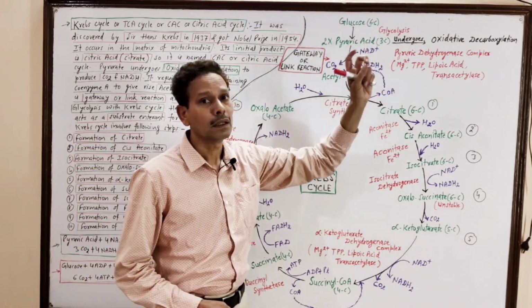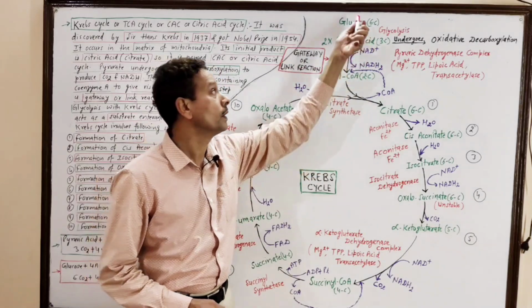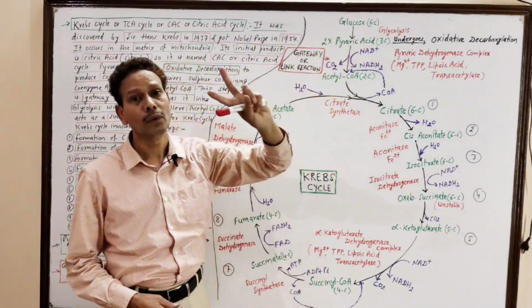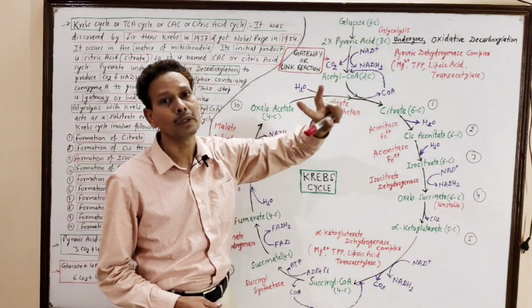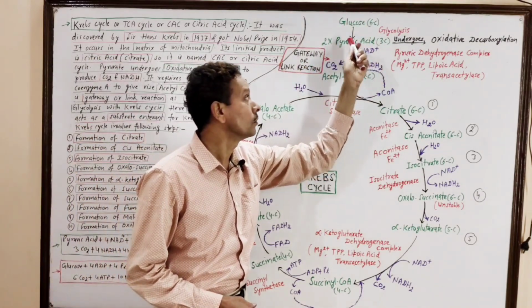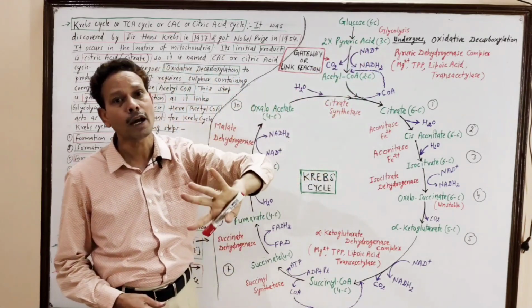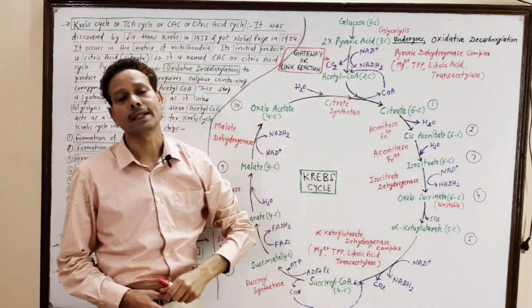It means the partial breakdown of the glucose molecule into pyruvic acid. This 6-carbon compound glucose is converted into 2 molecules of 3-carbon pyruvic acid.